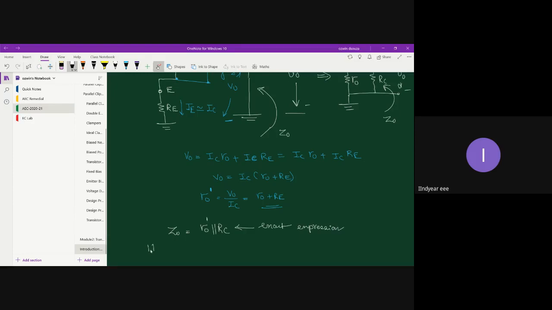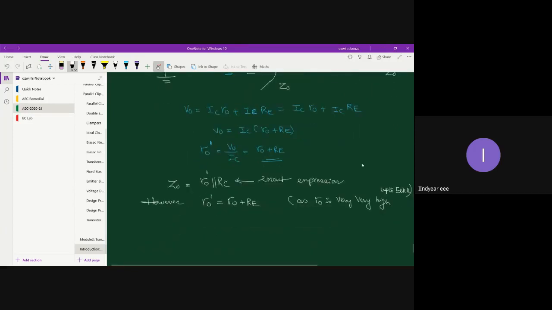Okay, however, R0 dash is given by R0 plus RE. And in bracket you can write that R0 is very, very high, up to 50 kilo ohm, and you are not expected to remember all this. Since I'm explaining, I'm putting it across. Since R0 is very high, your R0 dash is approximately equal to R0 itself.